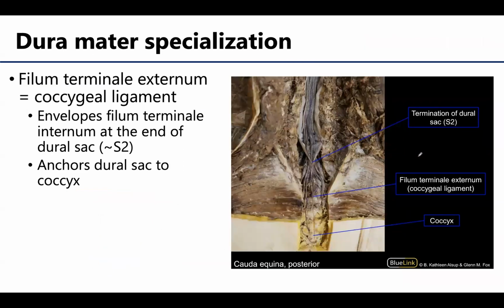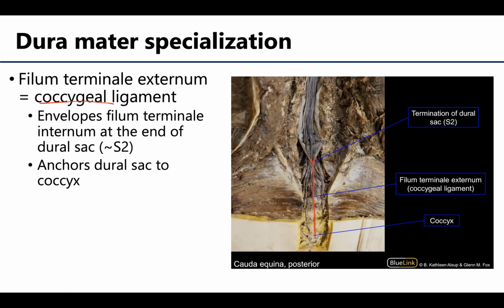All right, another specialization of dura mater is the filum terminale externum. You'll often see this referred to as the coccygeal ligament. This is visible from the end of the dural sac. So here's that end of the dural sac to the coccyx. So I'm going to kind of trace right next to it. It will actually envelop the filum terminale internum, which is a pia mater specialization from the end tip of the spinal cord.